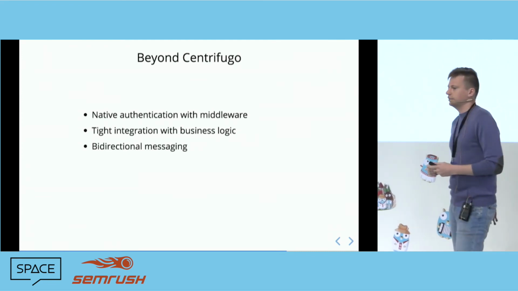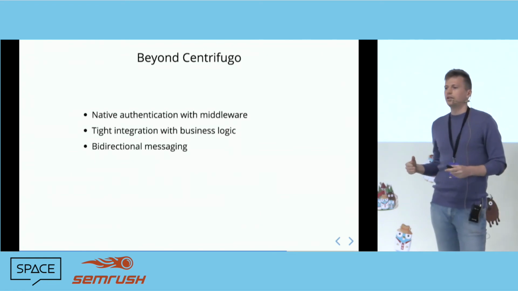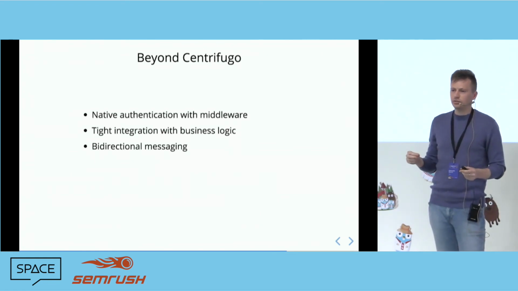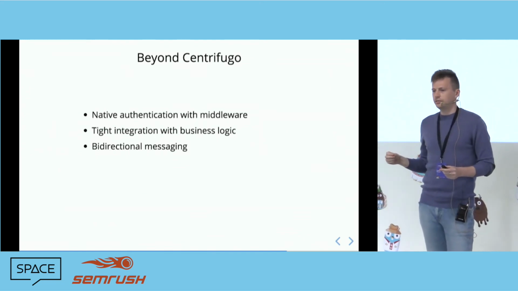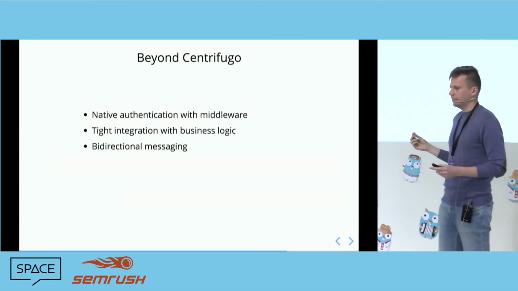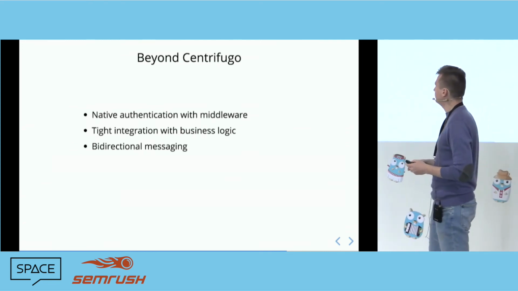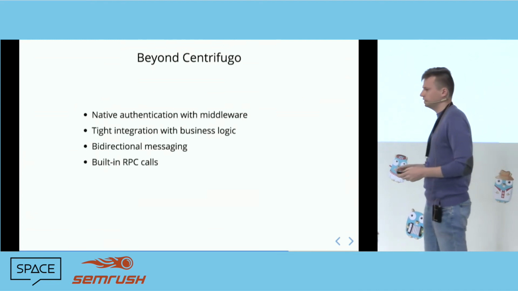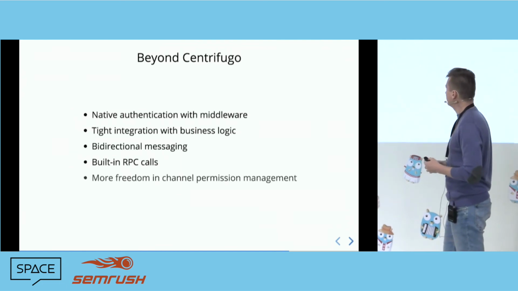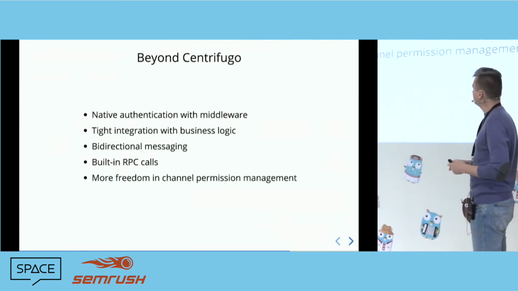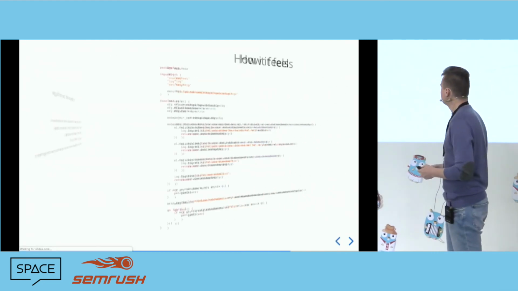It supports bidirectional streaming. As you remember, I said that in Centrifuge's case, messages flowed from the client to the application backend, then to Centrifuge. Now this limitation is gone. You can send asynchronous messages from client to server and vice versa. It has built-in RPC calls in the protocol, so you can ask for commands from your backend from the client, and you have more freedom in permission management in subscriptions, for example.